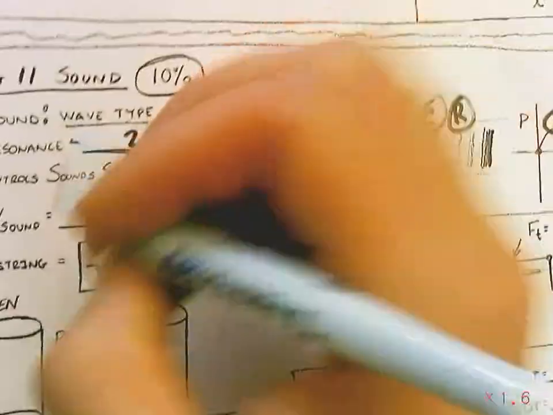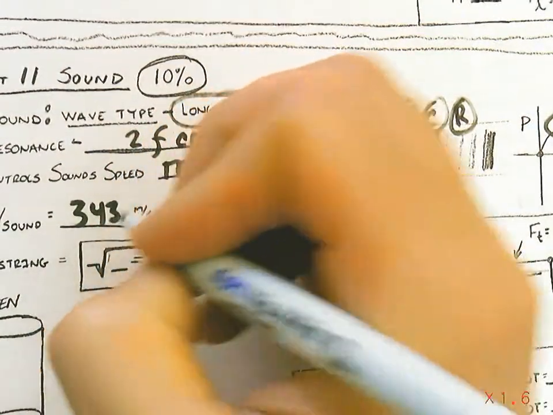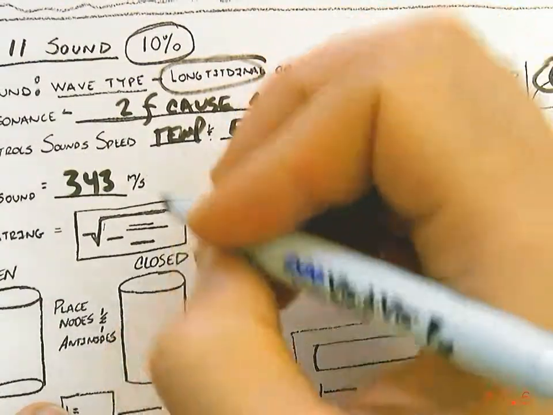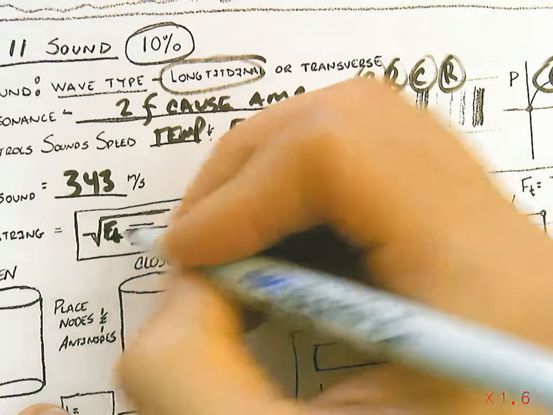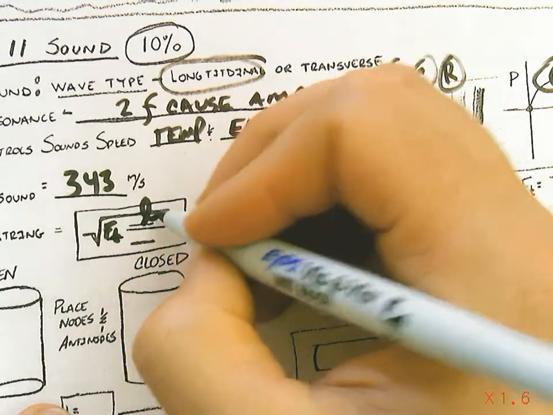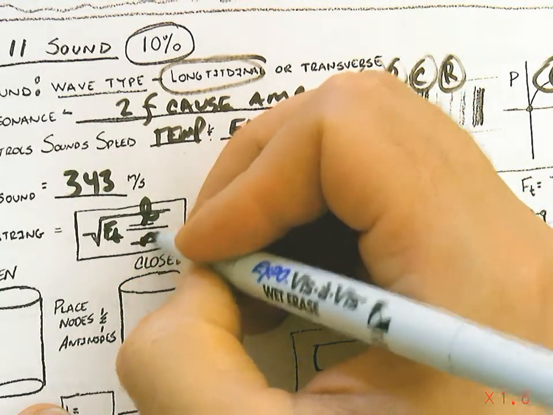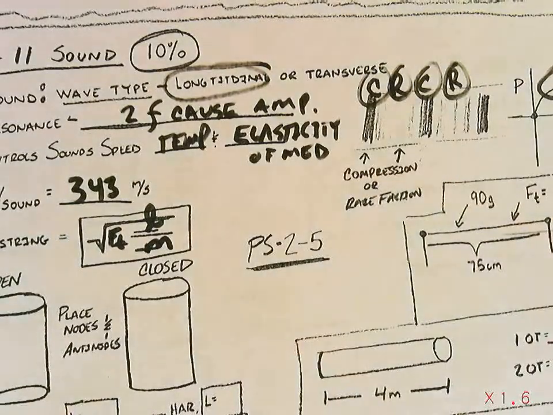Speed of sound is always the same thing. It's 343. The velocity of the string equation: square root of the tension in newtons divided by the length in meters and the mass in kilograms.